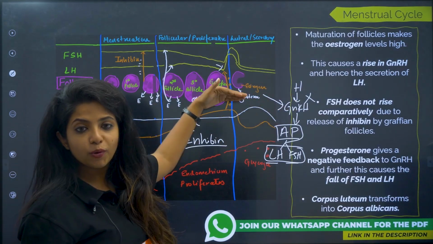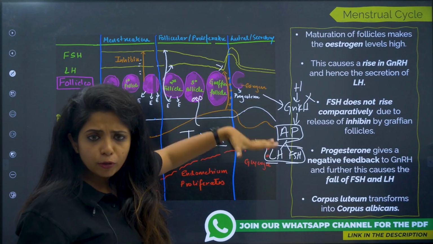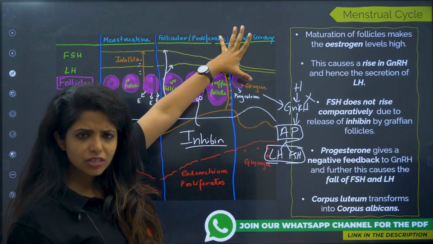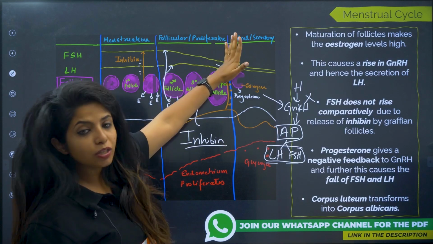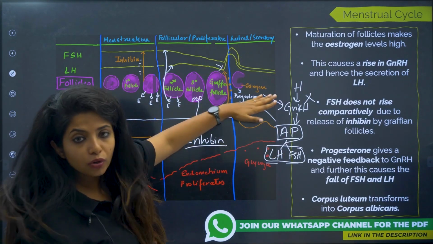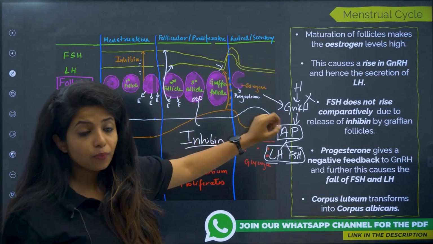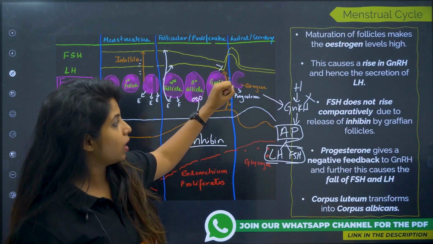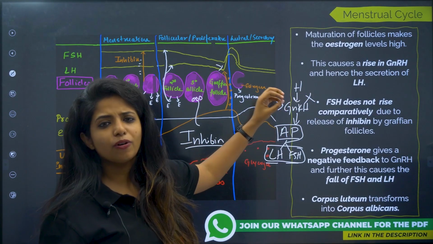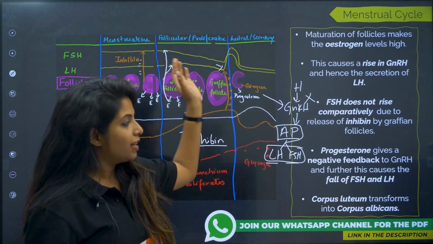There was the corpus luteum. The corpus luteum was releasing progesterone. Progesterone is now going and saying, GnRH, please stop. It gives a negative feedback. Now, during this point of time, obviously LH and FSH will drop. If LH and FSH drop, obviously the corpus luteum, which the LH was maintaining, will slowly start disintegrating or basically breaking down. Yeah. Now one more thing.